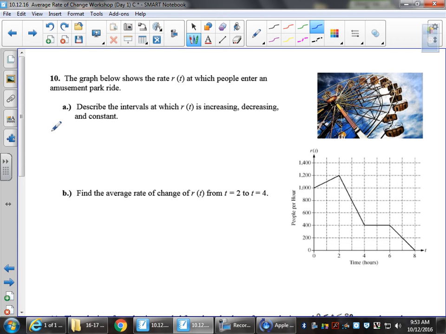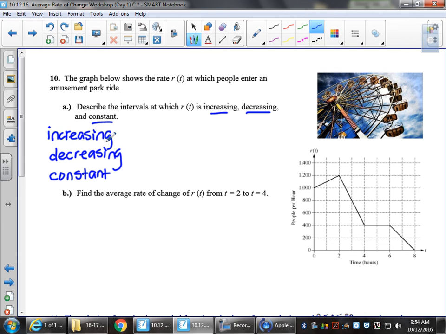The graph below shows the rate at which people enter an amusement park ride. Describe the intervals at which R of t is increasing, decreasing, and constant. So let's talk about this. When you see that, I want you to get a list. Before you even do anything else, write: increasing, decreasing, constant.